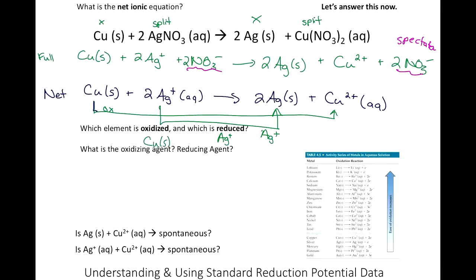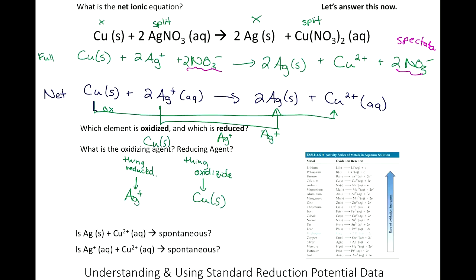Notice that I'm just pointing to the reactants. And then to get the oxidizing and reducing agent, we just swap places. So the oxidizing agent is the thing that is reduced. The thing that is reduced is the thing that's taking electrons to oxidize something. The reducing agent is the thing that gives up electrons to reduce something. So it's the thing that is oxidized. So basically our answers changed. The thing that is reduced is the oxidizing agent, so silver plus is the oxidizing agent, and then the reducing agent is copper solid. Notice again, I'm just pointing at the reactants.